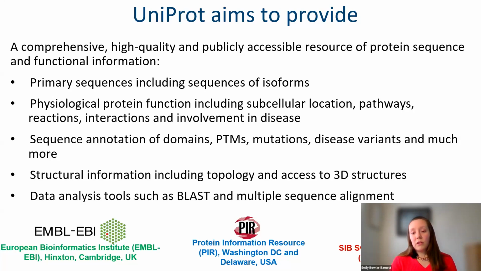And this will include subcellular localization, any pathways it's involved in, whether it's involved in variants and disease and how that might change its functional pathway, any interactions and reactions, as well as any other information we can capture and annotate. We also annotate the amino acid sequence, which is called our features, with certain domains, post-translational modifications, mutants, variants, and also much more. We also have structural information, such as topology and access to 3D structures, including papers and AlphaFold. And we have data analysis tools such as BLAST and multiple sequence alignments, which I'm going to talk about later.